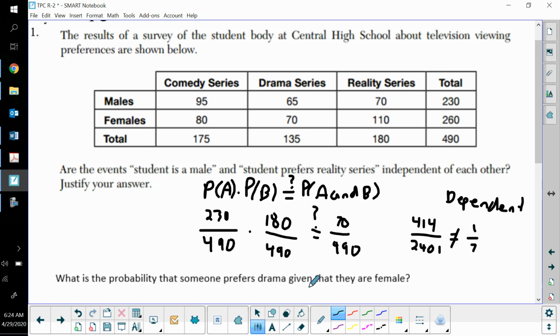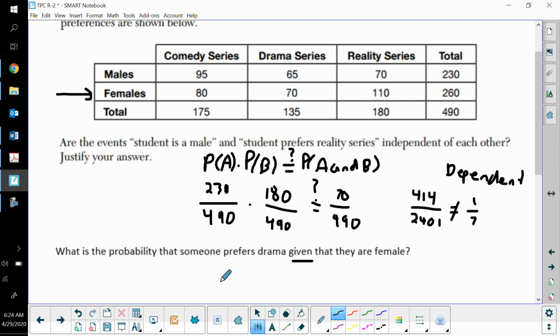Next one, what's the probability that someone prefers drama given that they are female? Whenever you have a given, that tells you the row or column to focus on. So given they are female means we're going to look at just the female row. So using only numbers from that row, we're now going to see the probability of a drama series. Well, drama would be 70 out of 260.